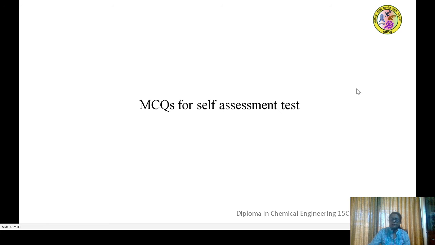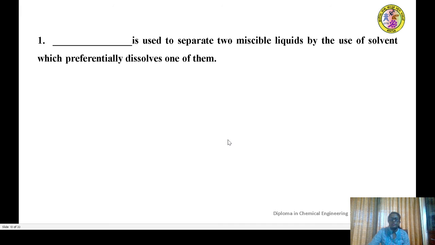Okay, so that is all about the introduction to extraction operation. Hope you have understood the concepts. Let me take you through a set of multiple choice questions to help you conduct a self-assessment test, so that you will come to know how far you have understood the concepts. So this is your first question.